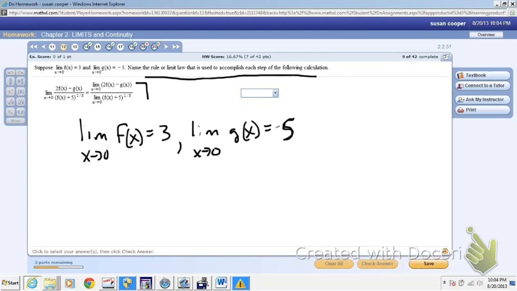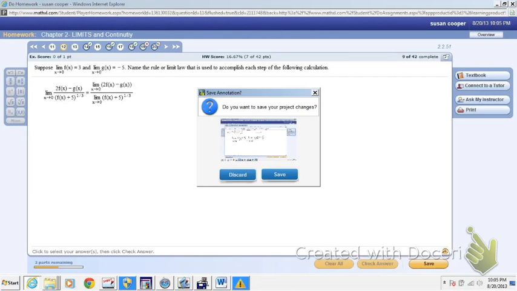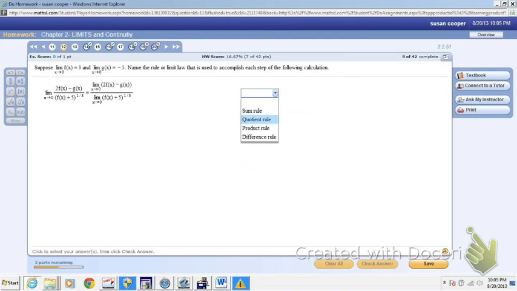First thing they do is they separate it like that. Well, that's the limit of a quotient is the quotient of the limits. Hopefully you're thinking that's the quotient rule. So let's take a look. Quotient rule. Hit check answer. Good job.